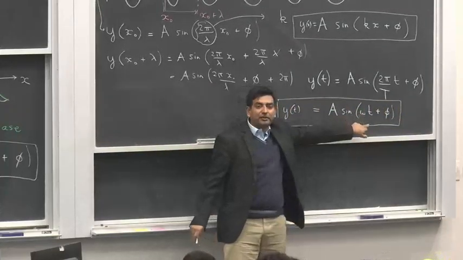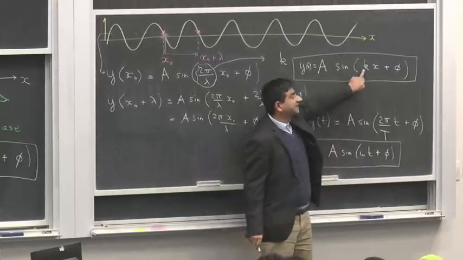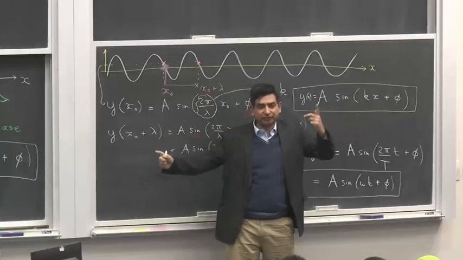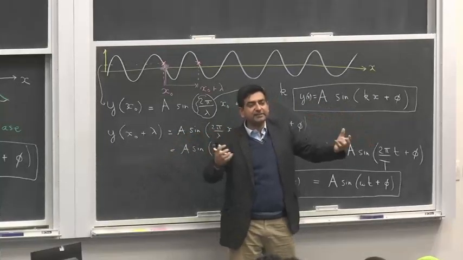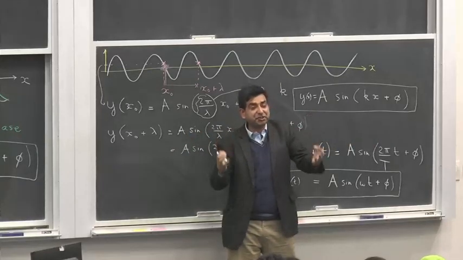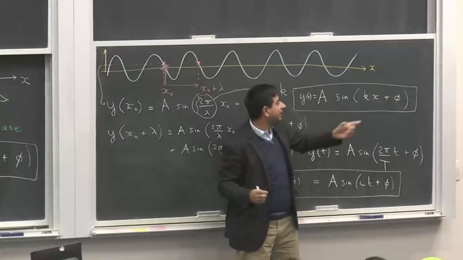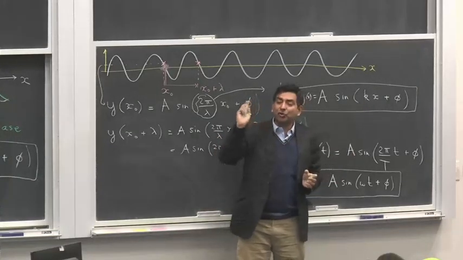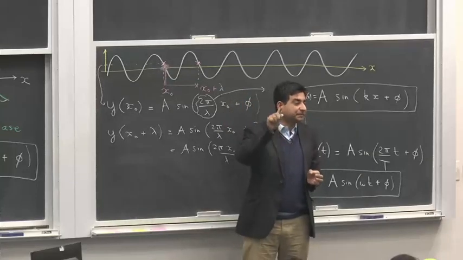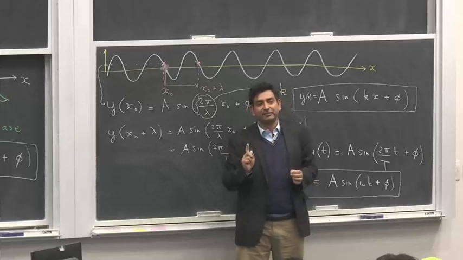Omega is called frequency. K is the analogous. Analogous means milta julta. K is the analogous quantity in the spatial domain, in space domain. So K is sometimes also called the spatial frequency, the frequency in space. Okay? It's a different name for the wave vector.